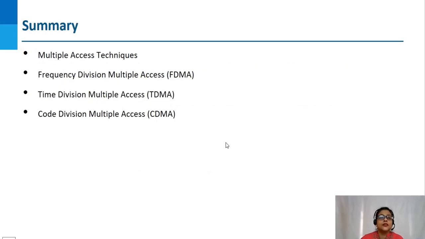To summarize, in this video we have learned about the various multiple access techniques. We have learned what frequency division multiple access is all about, or FDMA, and how it is related to FDM, working at the physical layer. We have learned what time division multiple access it is, or TDMA, and how it is related to TDM, working at the physical layer. And then we have learned about code division multiple access, or CDMA.